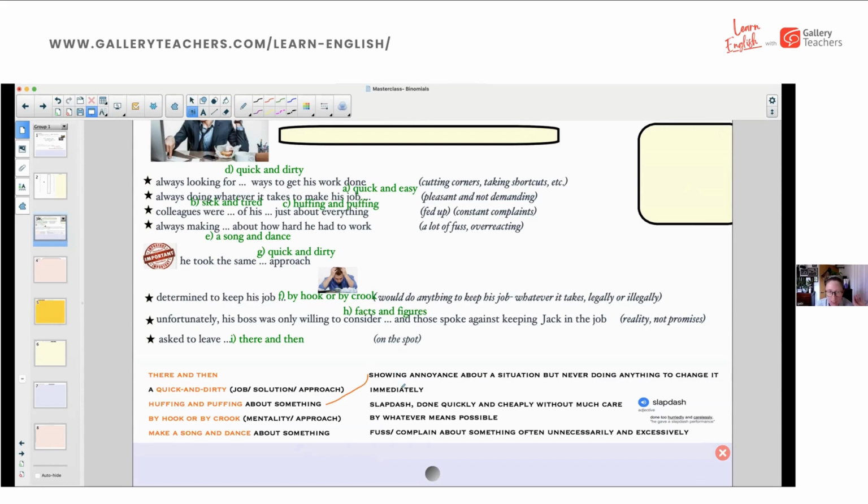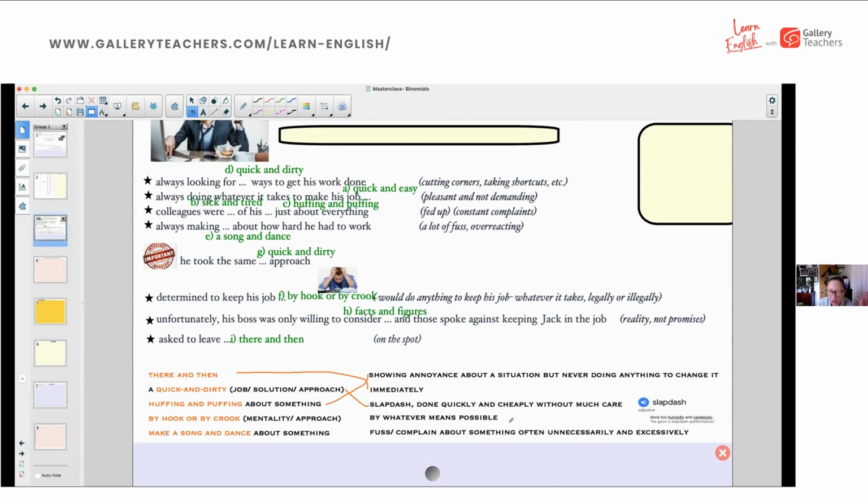How about immediately, which is, yeah, immediately means there and then. So you could act there and then, or you may want something to be done there and then with no delay. Oh, how about this? When you do something, when it's slapdash and it's done quickly, quick and dirty, very good. So a quick and dirty job, a quick and dirty solution, or a quick and dirty approach, okay? Very sloppy.